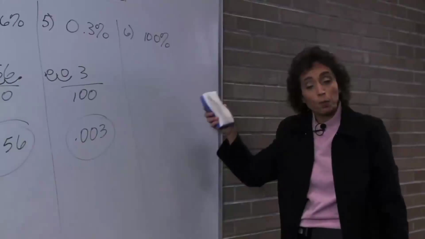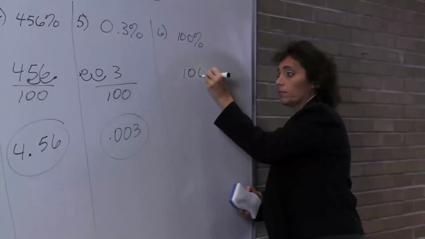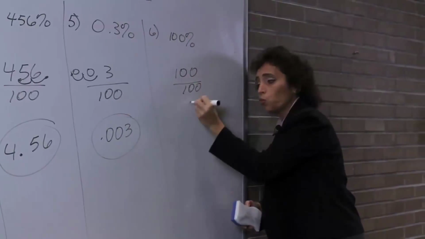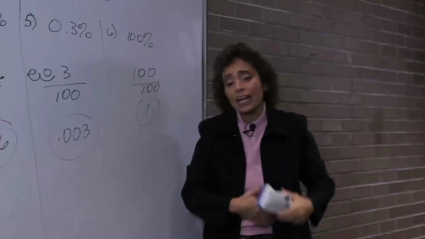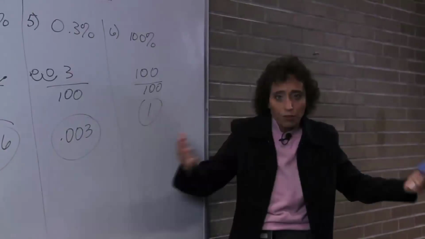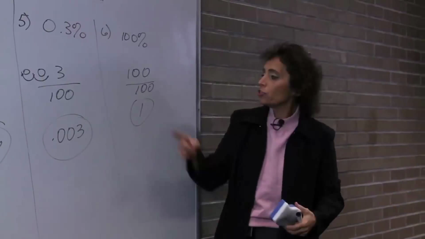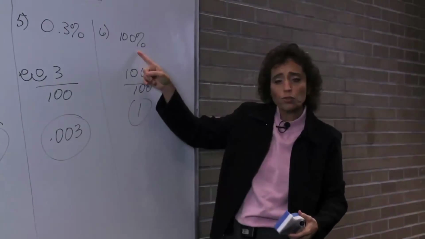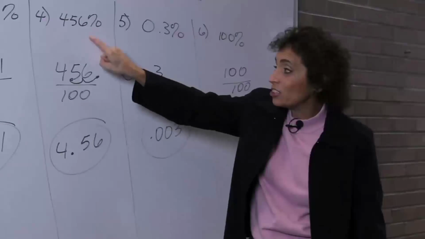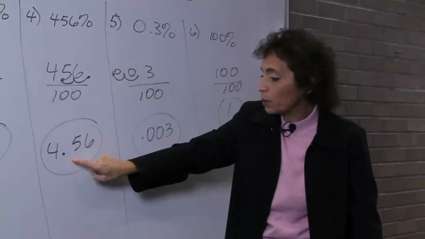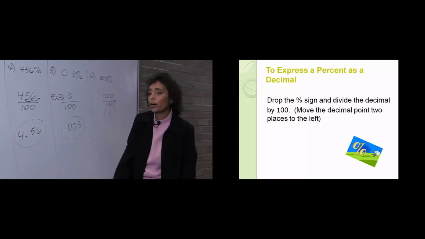And finally, 100%. It's 100 over 100, which is 1. Think about that. That makes total sense, because if I say I got 100% correct, it means I got everything correct on that test. So 100 over 100 is 1. So 100% means the whole thing, which is what makes this make sense. This is more than 100, so this has to be bigger than 1. Okay, so that's pretty awesome.